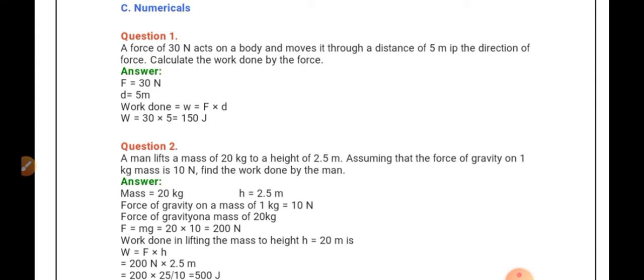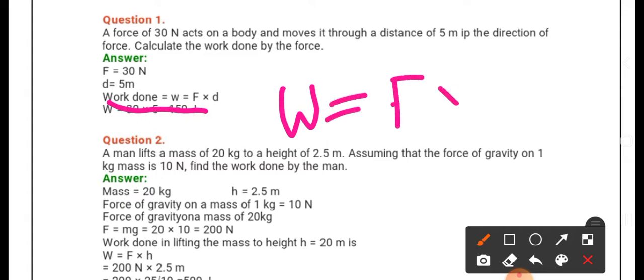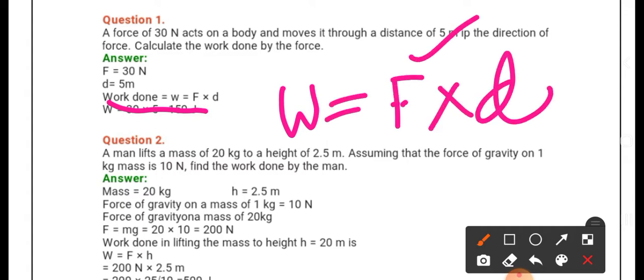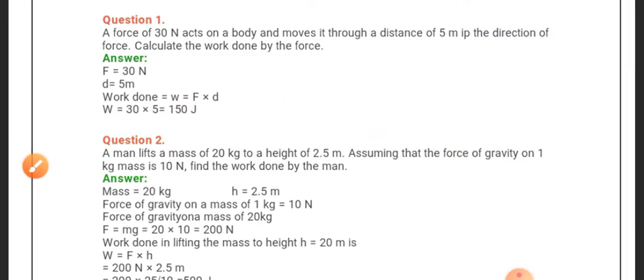Now coming to the first question, a force of 30 Newton acts on a body and moves it through a distance of 5 meter in the direction of force. Calculate the work done by the force. So this is a direct question. Force is given 30 Newton, distance is given 5 meter, and you just have to calculate the work done. You're already learning the equation. Work done is equal to force into displacement. Force is given, displacement is given. Both are in standard units also, so you can directly multiply and find out the answer.